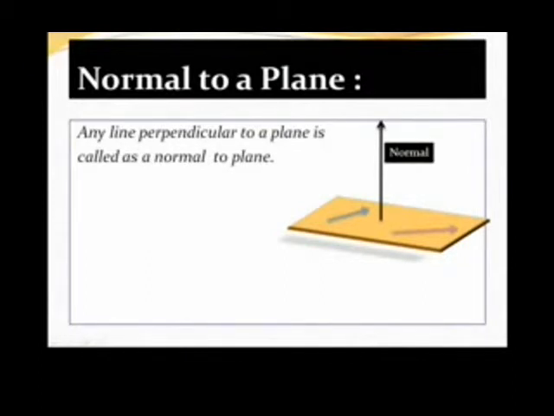The normal to a plane. So what is a normal? A normal is any line that is perpendicular to the plane. If we consider this plane, we see that this is a line that is contained in the plane, this is a line that is also contained in the plane, but this is the line which is perpendicular to this plane. This normal is also perpendicular to this line, and hence we can say that the normal is a line that is perpendicular to the plane and is perpendicular to all the lines which are contained in the plane.